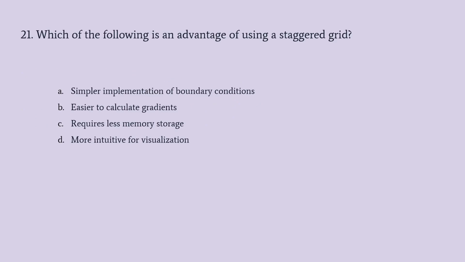Which of the following is an advantage of using a staggered grid? Up to this time, we have been discussing the disadvantages or drawbacks. So the next question is, which of the following is an advantage of using a staggered grid? Options are: option A, simpler implementation of boundary conditions; option B, easier to calculate gradients; option C, requires less memory storage; option D, more intuitive for visualization. Try to answer the question.